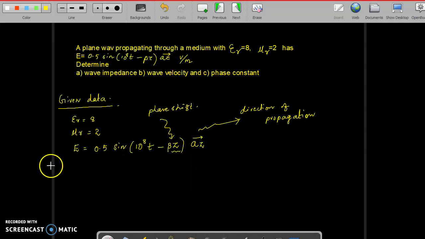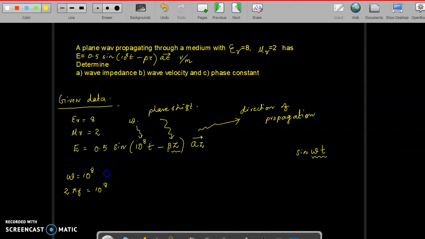Now if you see the general form of the sinusoidal wave, we usually represent it like this: sine omega t. So here, this one is omega. So omega we can write down from this expression, omega equal to 10 power 8. In terms of frequency we can write omega as 2 pi f equal to 10 power 8.